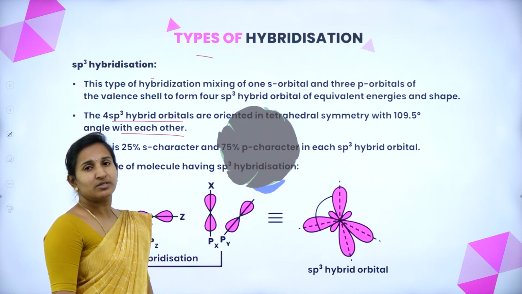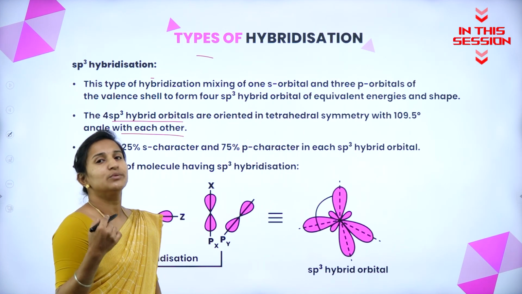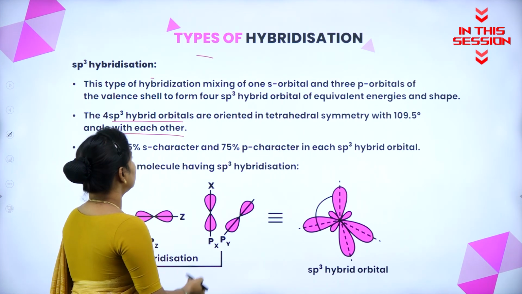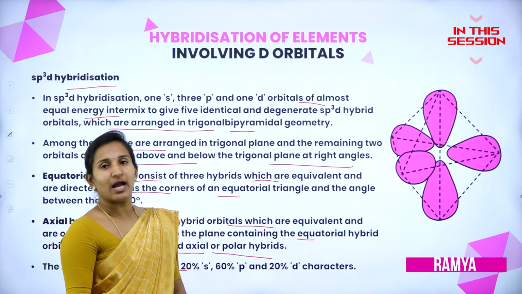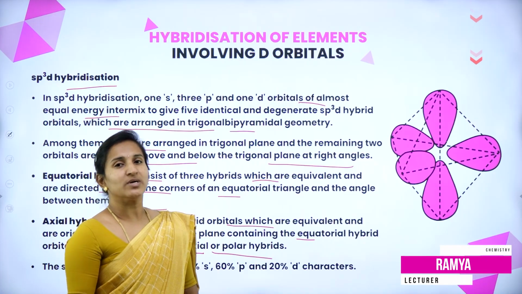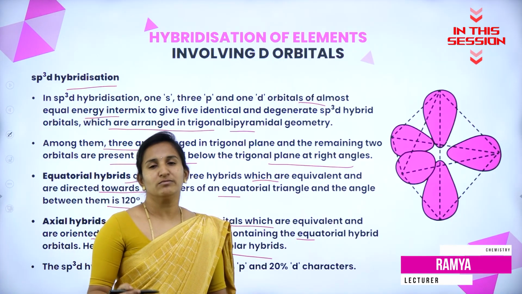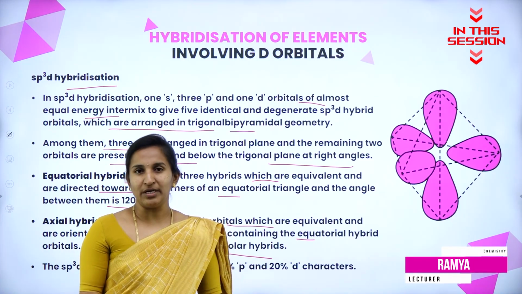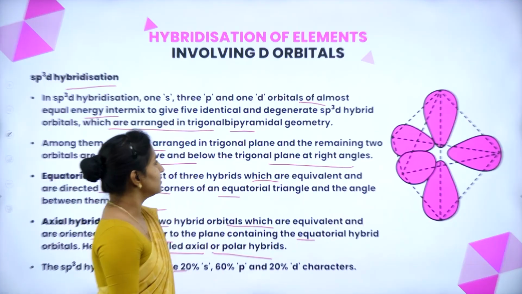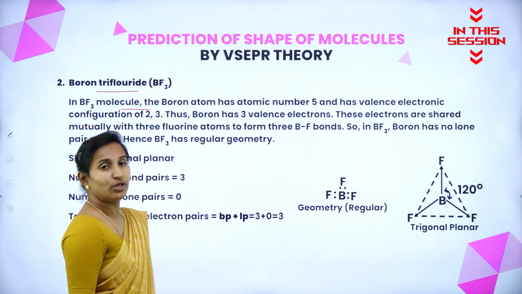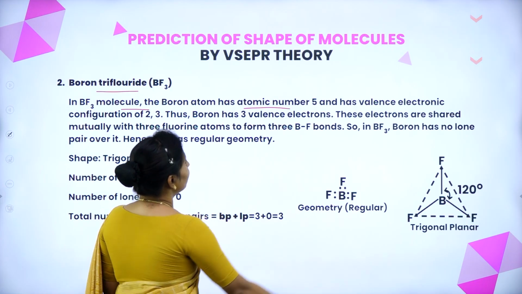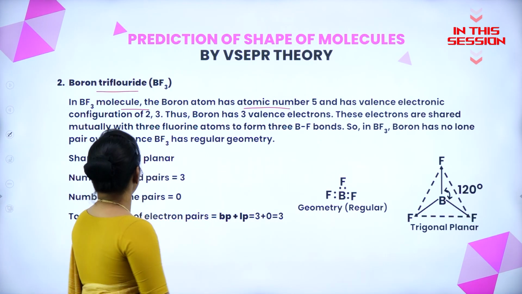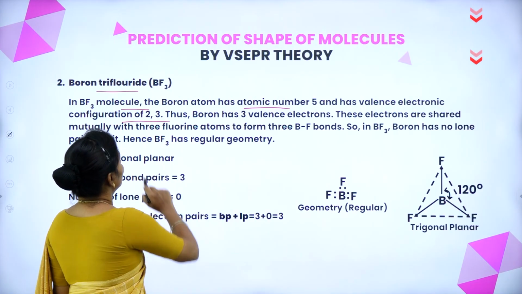There is 25% of S character and 25% of P character in this hybrid orbital. In the case of sp3d hybridized orbital, 20% of S character, 60% of P character and 20% of D character. In the boron trifluoride molecule, the boron atom has atomic number 5, with a valence shell electronic configuration of 2s2 2p1.